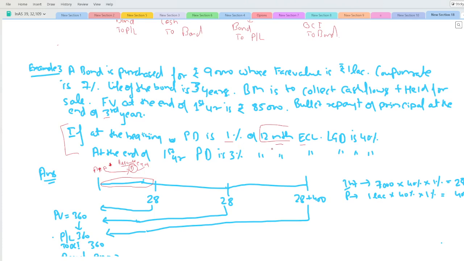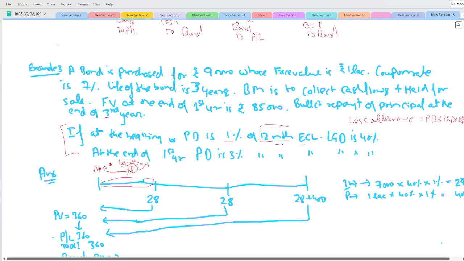So simply, in the question, for the loss allowance, that is your provision, what is the formula? Probability of default into loss given default into EAD. EAD means exposure at default, meaning at the time of default what your exposure will be. Whatever the exposure is, normally if default happens, you are able to recover something.